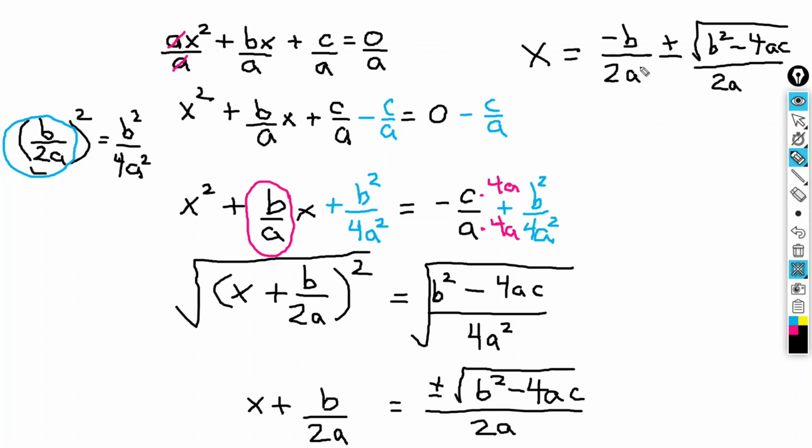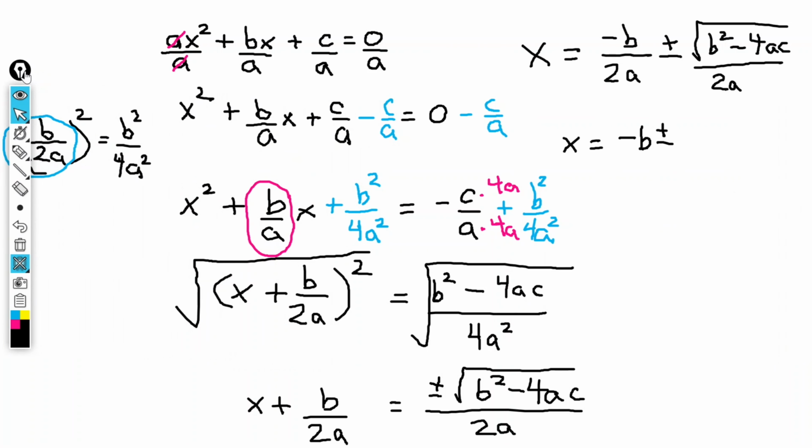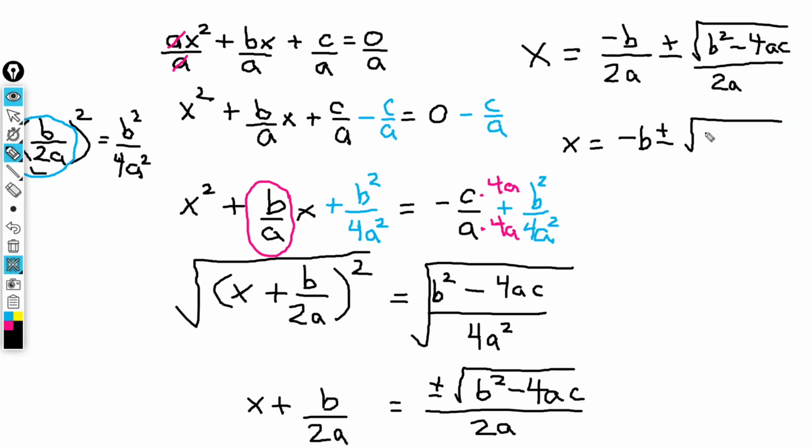What we can do is just combine these because they have the same denominator. So we get x equals negative b plus or minus the square root of b squared minus 4ac, all over 2a. And that is the quadratic formula.